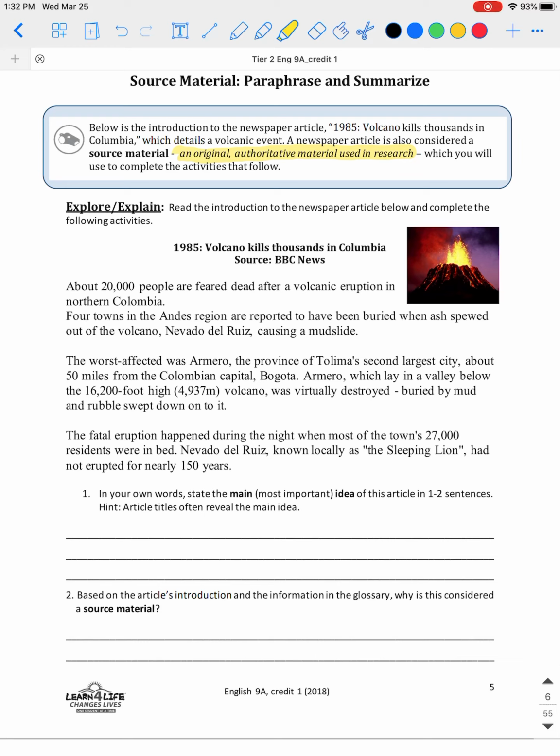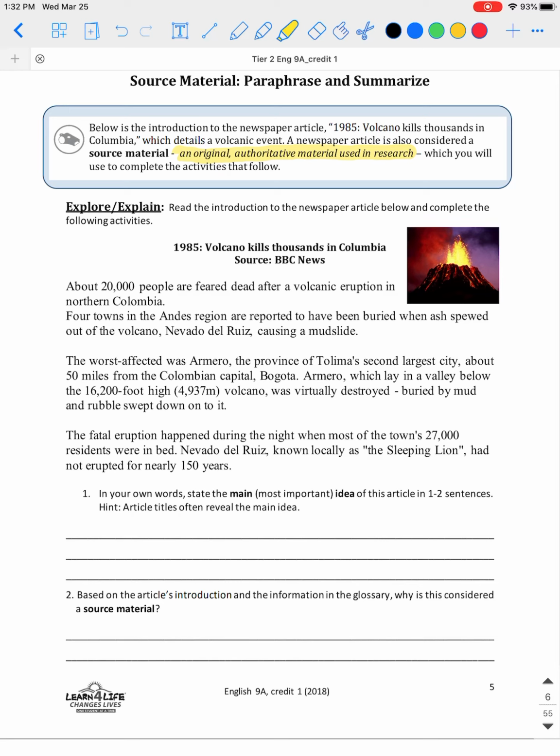About 50 miles from the Colombian capital Bogota, Armero, which lay in the valley below the 16,200-foot-high volcano, was virtually destroyed, buried by mud and rubble swept down onto it. The fatal eruption happened during the night when most of the town's 27,000 residents were in bed. Nevado del Ruiz, known locally as the Sleeping Lion, had not erupted for nearly 150 years.